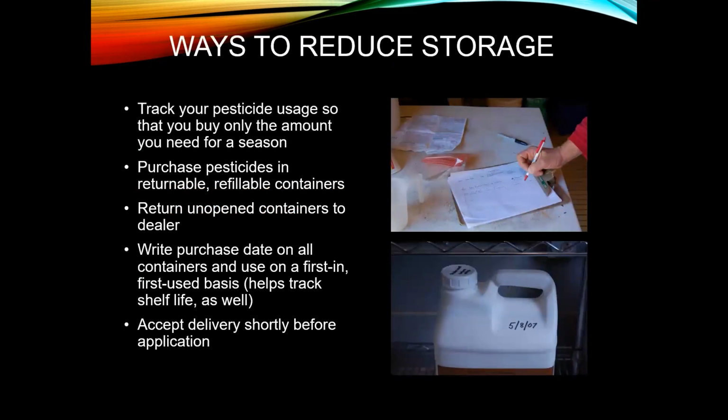Ways to reduce storage. Track your pesticide usage so that you buy only the amount you need for a season. I mentioned this earlier in the talk. The less stuff that you can store on hand, the better off you're probably going to be. Purchase pesticides in returnable, refillable containers. A lot of these products now come in custom blend or refillable, returnable containers. That's a great idea. It cuts down on storage as well as disposal fees and trash.